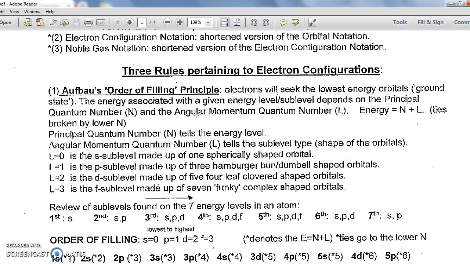So electrons will always try to go to the lowest level. So if there's no electrons on the first level, the electron will try to go to the first level.